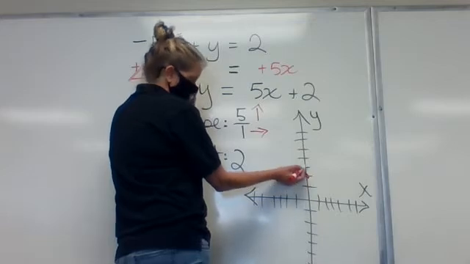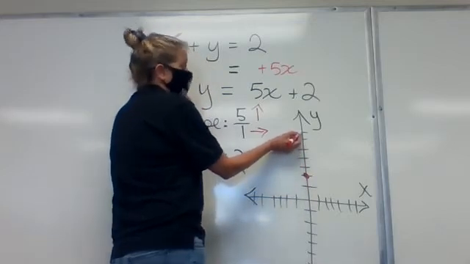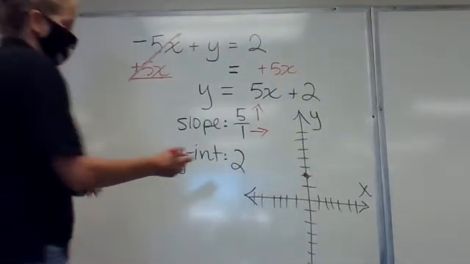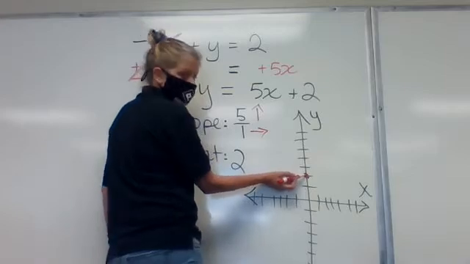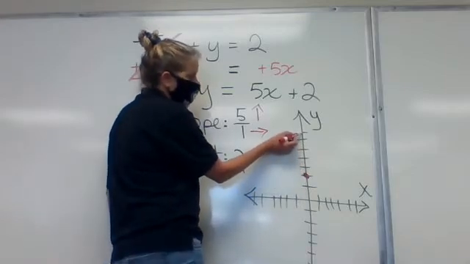I go 1, 2, 3, 4, 5. No, you don't count the red dots. Oh, I see what you're saying. No, you don't count that. That's like 0. That's like saying no. So count starting here, like watch. 1, 2, 3, 4. 1, 2, 3, 4, 5.